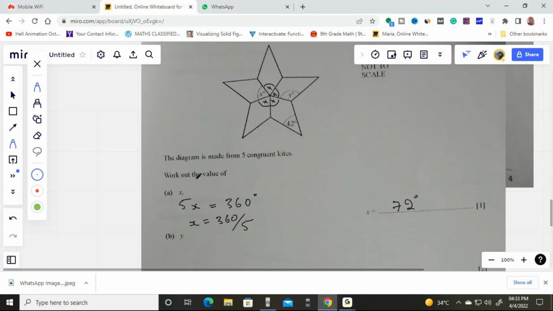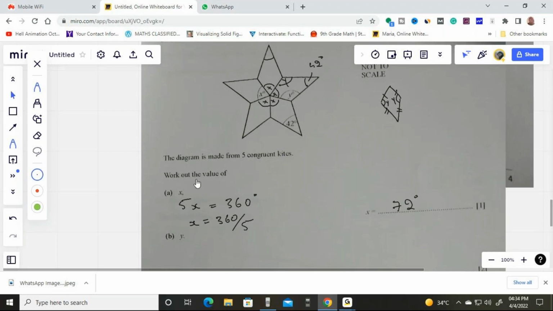And then you need to find the value of your y. So this is your y. And you know that in a kite, this side and this side are equal in length, and these two sides are equal in length. So whatever the angle over here is, it is the angle over here. So if this is y and this is also y, all right. And you know that this is 42, this is 42, because the kites are all congruent. So this is 42, these two are y's, and x you have just calculated.